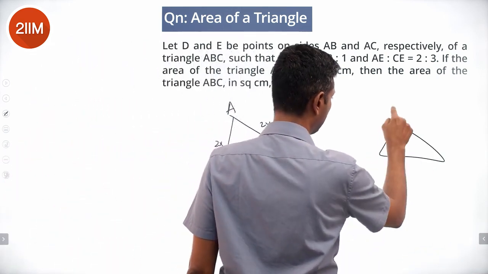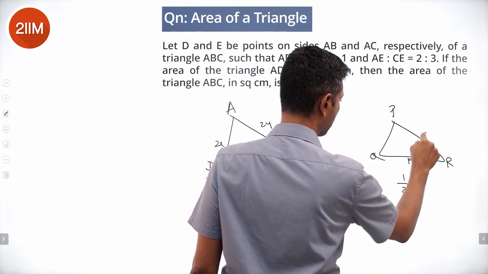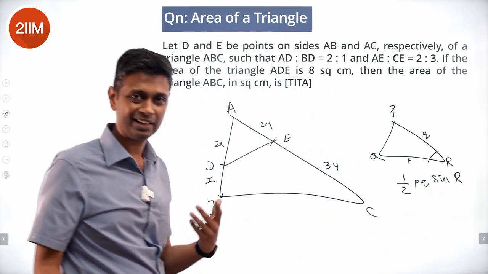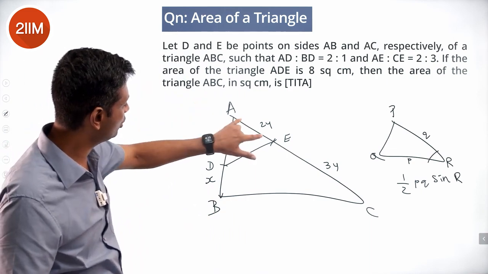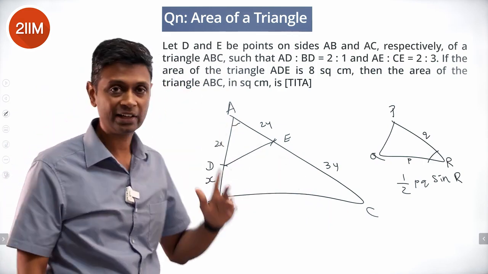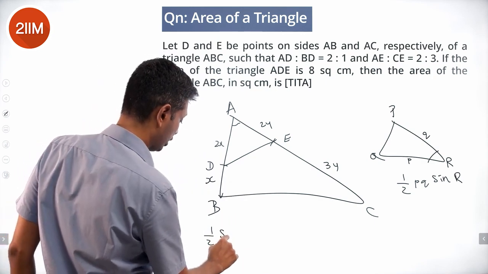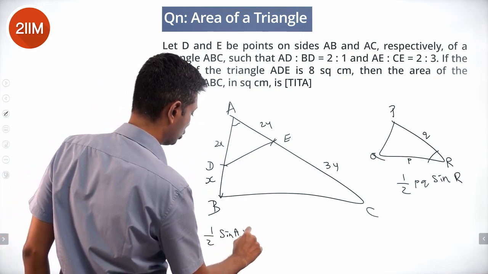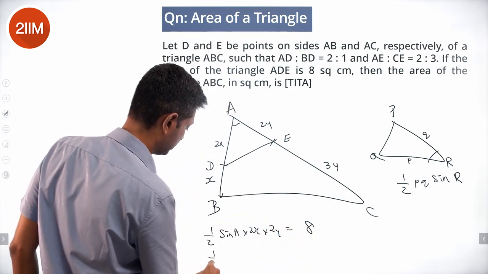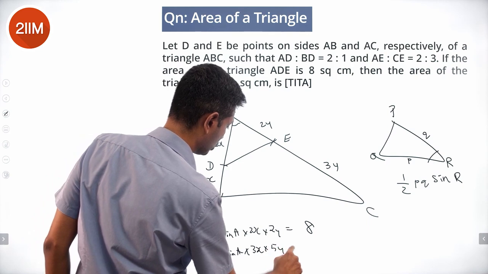Area of a triangle PQR is half PQ into PR sin R. This triangle, area of triangle ADE is half into AD into AE into sine of angle A. Area of triangle ABC is half into AB into AC into sine of angle A. Sine of angle A is common, so half into sine A into 2x into 2y is 8. Half into sine A into 3x into 5y. What is this going to be?